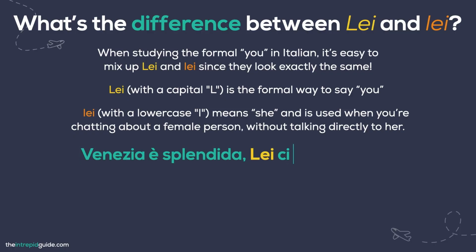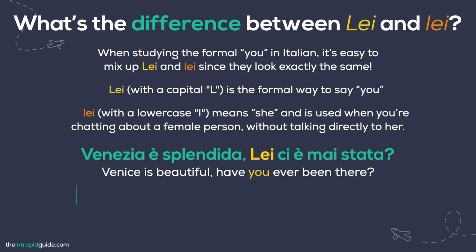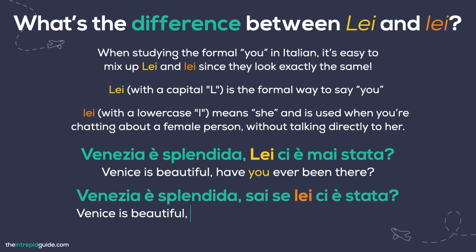Here are a couple of examples to help. Venezia è splendida. Lei ci è mai stata? Venice is beautiful. Have you ever been there? In this case, you're using Lei to politely address the person you're talking to, perhaps because she is an elderly lady or your boss. Venezia è splendida. Sai se lei ci è stata? Venice is beautiful. Do you know if she has been there? Here you're talking about a female individual without addressing her directly.